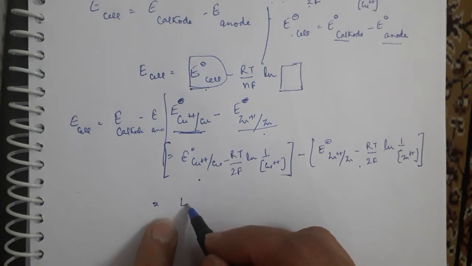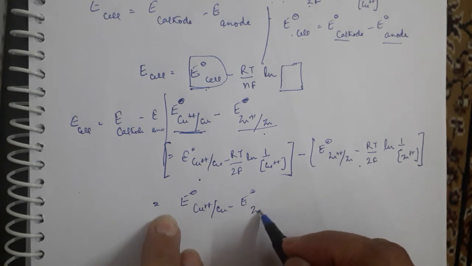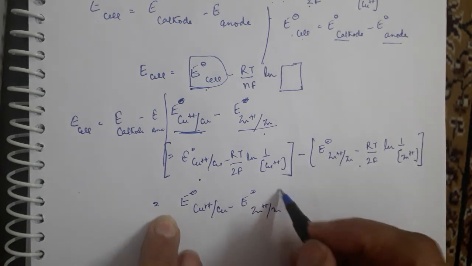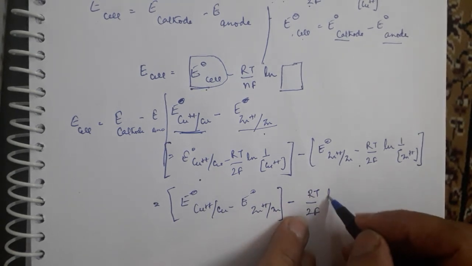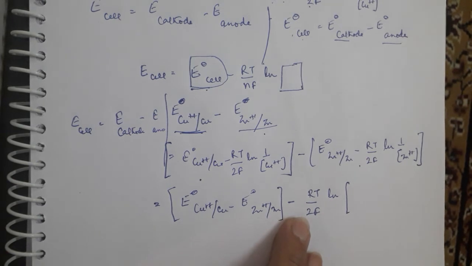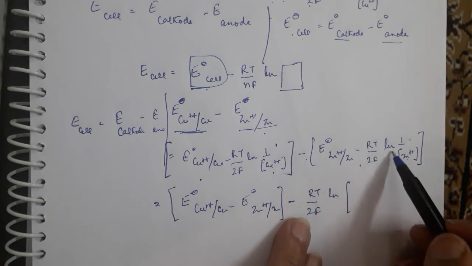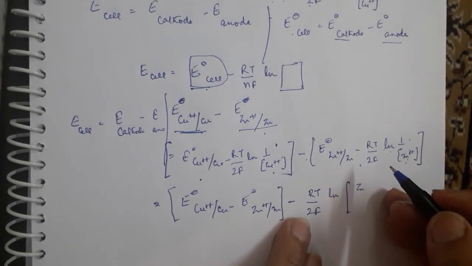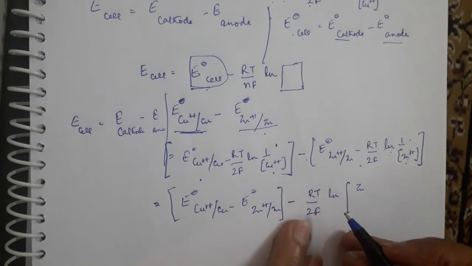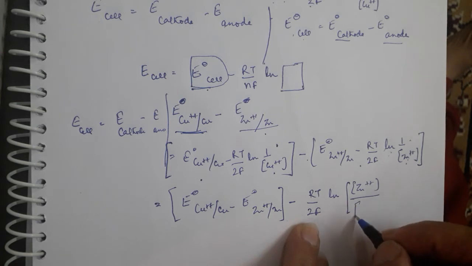Now let us take them together. E0 copper minus E0 zinc. This we can take together, and minus RT upon 2F natural log. If we see this, 1 upon copper ions minus natural log 1 upon zinc ions. So what will it become? It will be reversed. The subtraction in case of log is division: zinc ions upon copper ions.